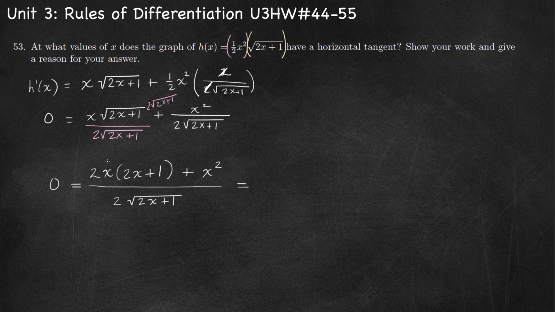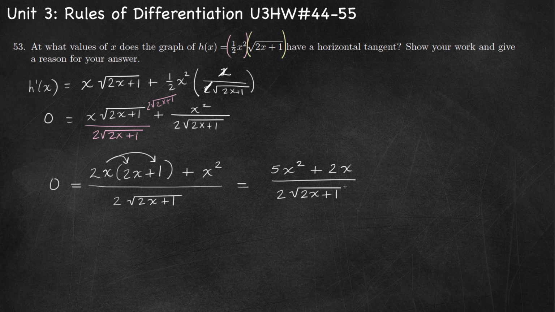And then we're going to distribute this 2x. So 2x times 2x is 4x squared, plus the x squared that's already there is 5x squared. 2x times 1 is 2x. So I have 5x squared plus 2x over 2 times the square root of 2x plus 1. And I want to know when this is equal to 0.